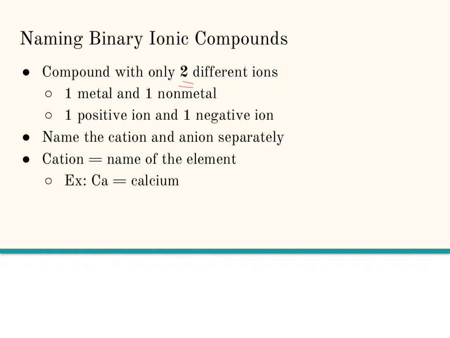When we name the cation, and remember cations are positively charged, so they are written first in the chemical formula, we're simply going to use the name of the element. On the front side of our periodic table, we will just look up the name of the element. So if we're given the element symbol Ca, we can tell that Ca is actually called calcium. So we would name it calcium.